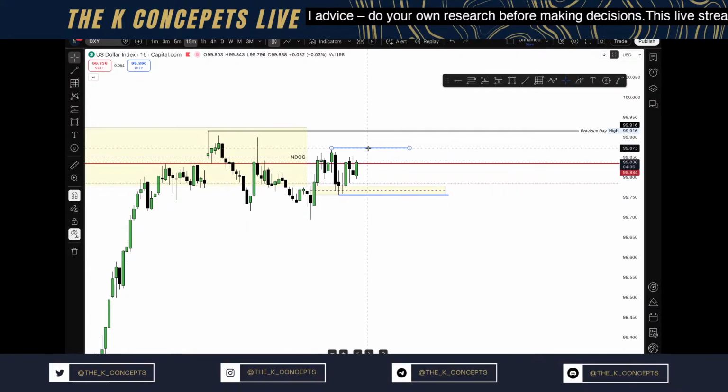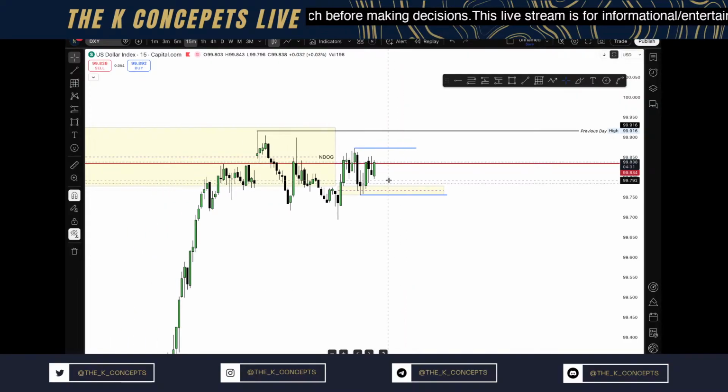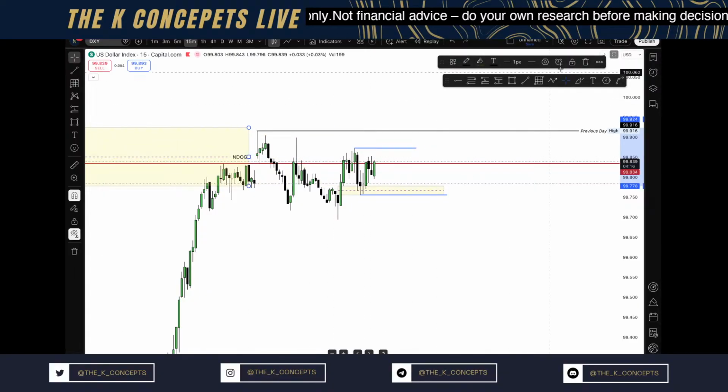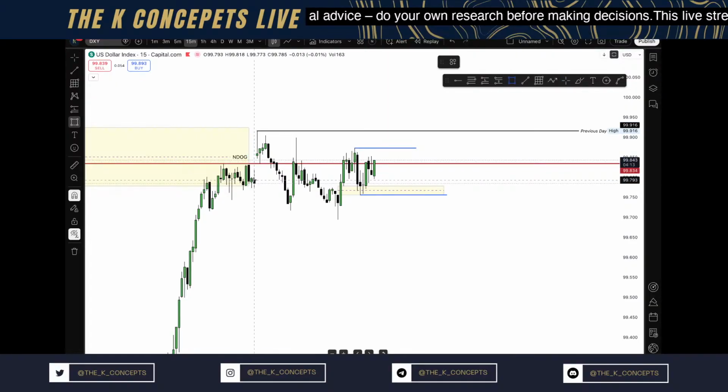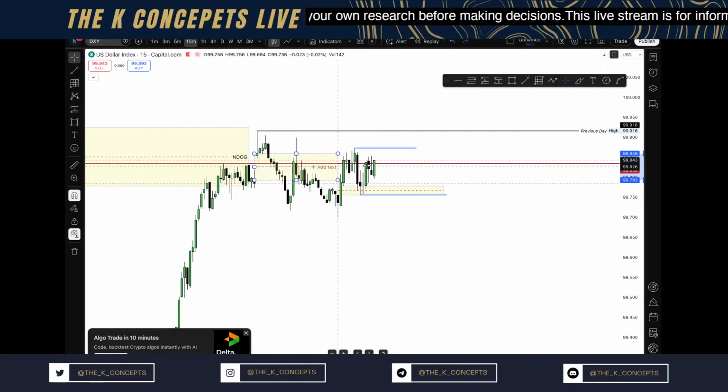Same thing: if we get a closing above, we're going to look for longs. If we get a closing below, we'll be looking for shorts. In the dollar, it's vice versa to the pairs. If we are trading gold, gold is inversely correlated to the dollar index. The dollar moves up, gold moves down, inversely correlated. So better we wait for a good closing, but as of now, I'm thinking that it will take out the high.